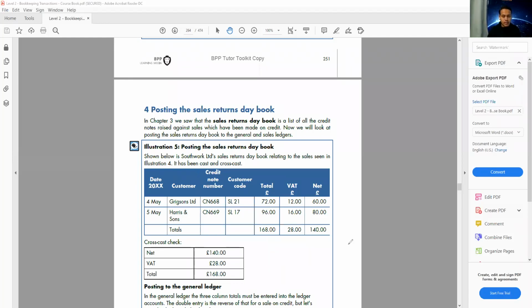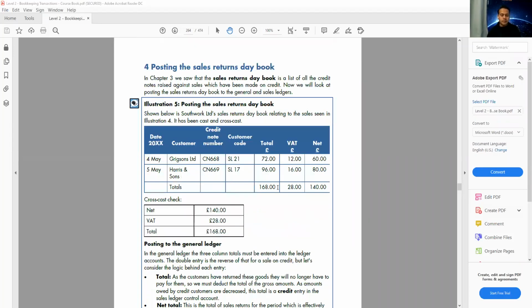Okay, let's have a look at that. We can see here on the sales return day book, the first column we have is the date, then we have the customer detail, and we have a credit note number. When there is a return, there is a credit note. We do not write the invoice number here, we write the credit note number because it's a return. Then the customer code, total, how much was the return, how much was the VAT inside, how much was the net. This is the story. Let's do one example, it will be more clear after that.